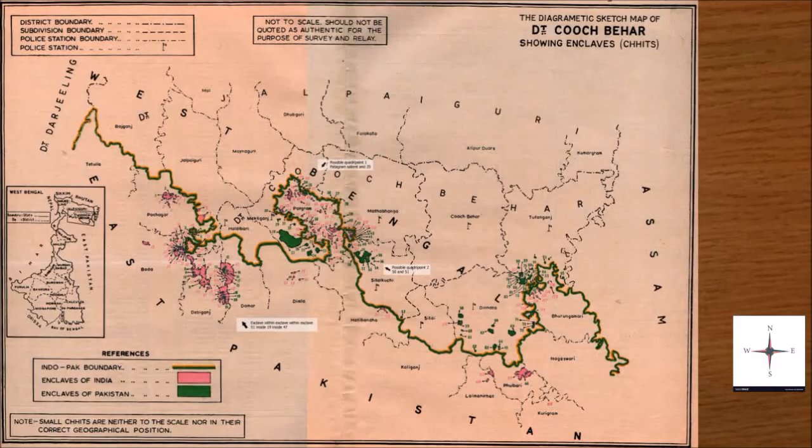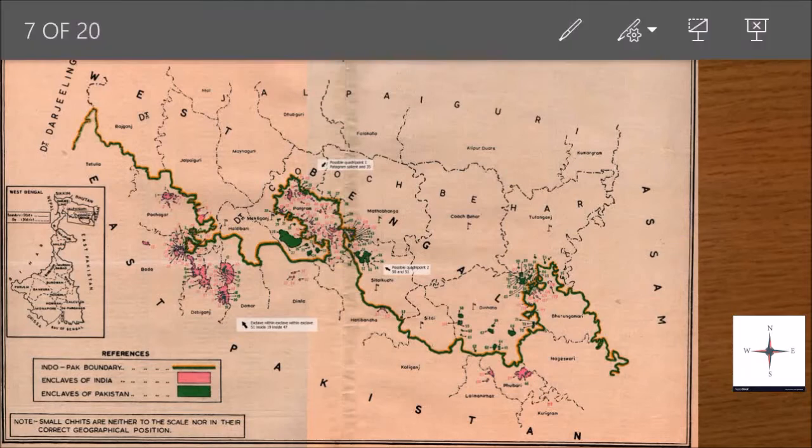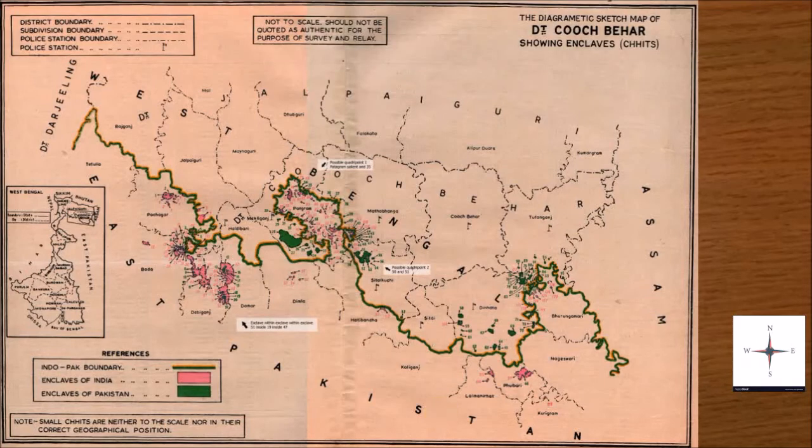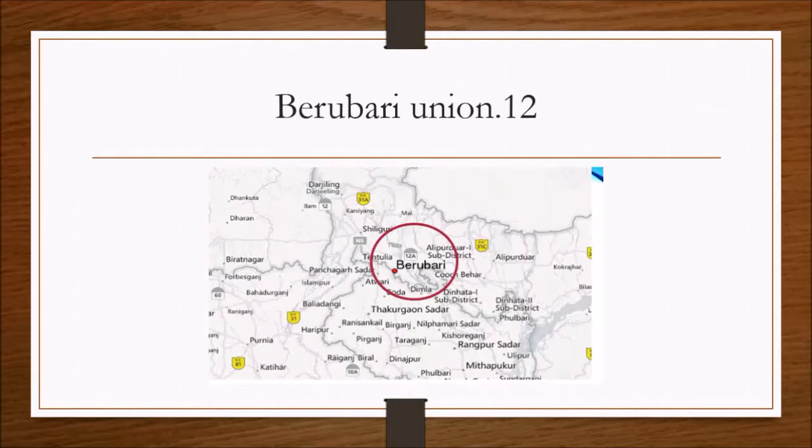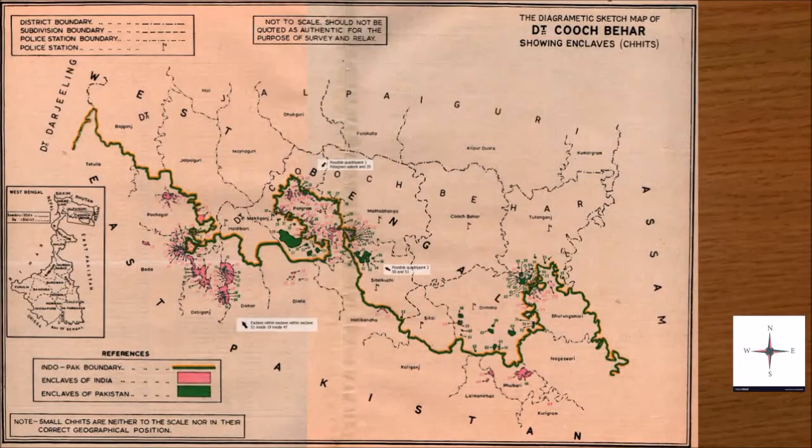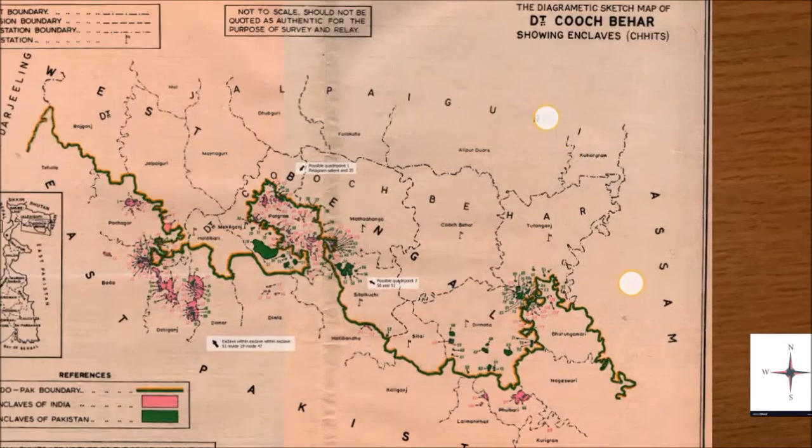Let's go to the award. I will explain the award by this map. Okay. First, observe the boundaries of this Berubari Union. This is Assam. Here it is West Pakistan. It is the Jalpaiguri area. It is Darjeeling. And this is the Coach Bihar area. And this is West Bengal. This is the West Bengal area. Okay.